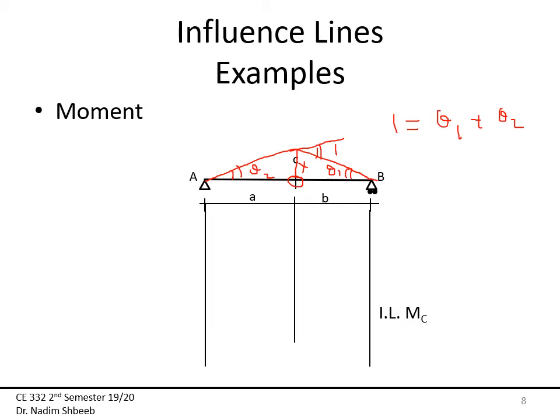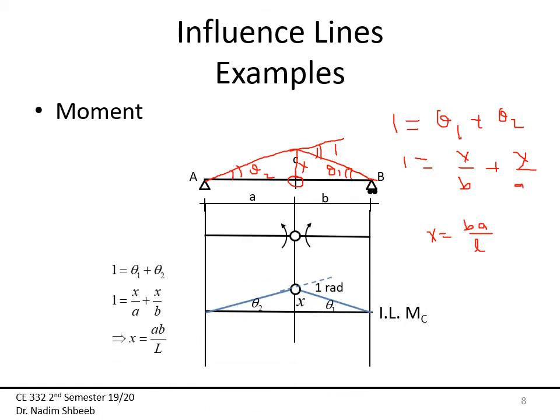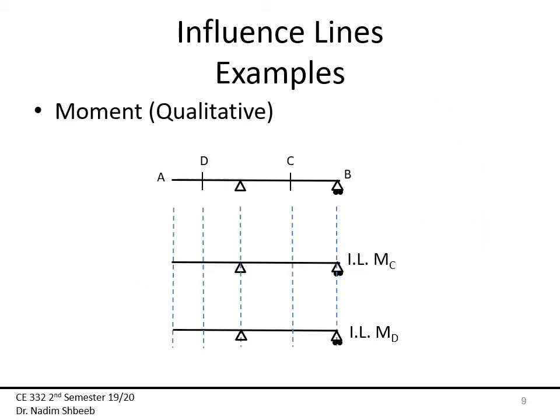Now tan theta 1 actually is going to be x over b, right? And tan theta 2 is going to be x over a, with the only unknown x. And from that I will find that x is going to be equal to ba over l. Okay, so again, just repeating what I did. Here are the equations. These are the values for the moment. So you can see how easy that is.